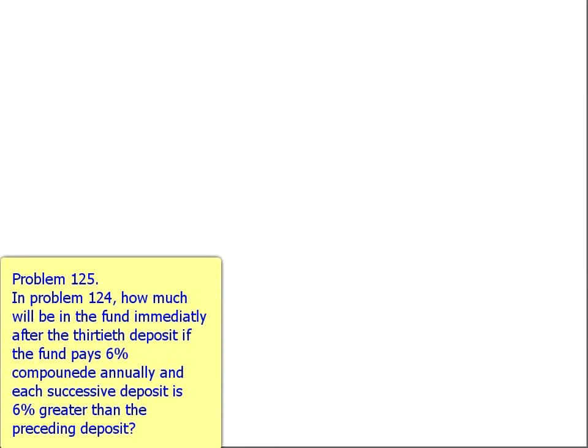Next problem is problem 125, and we read: in problem 124, how much will be in the fund immediately after the 30th deposit if the fund pays 6% compounded annually and each successive deposit is 6% greater than the preceding deposit?